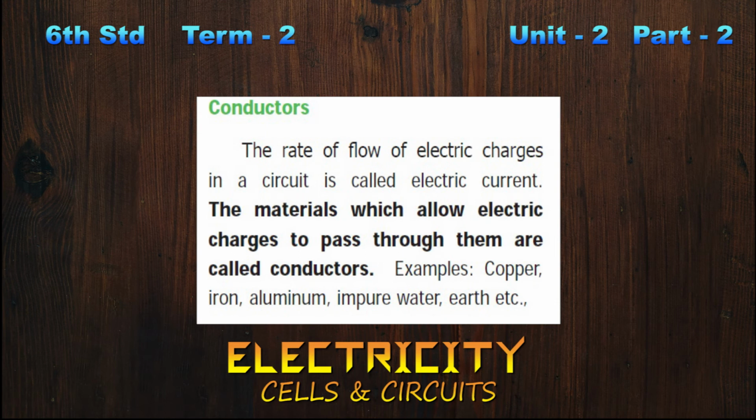Then conductors. From the word itself you know, the materials which allow electric charges to pass through them are called conductors. Example, all metals: copper, iron, aluminium, etc. Earth is a good conductor. Impure water is a good conductor of electricity. Pure water is an insulator.